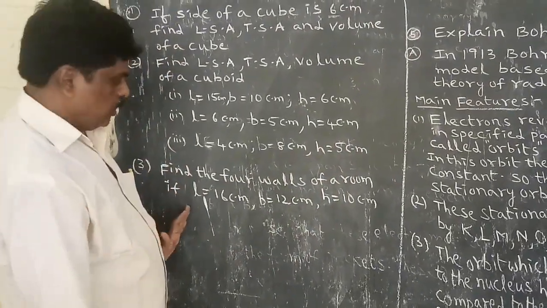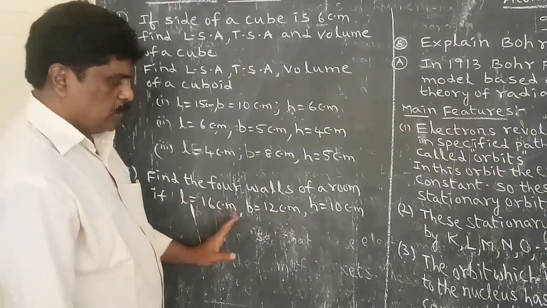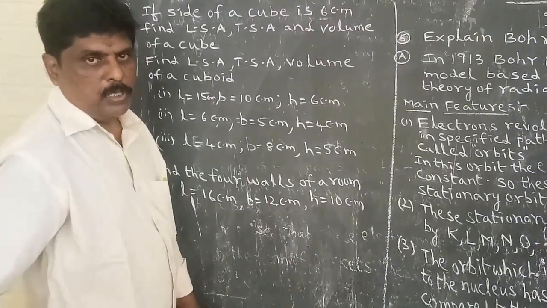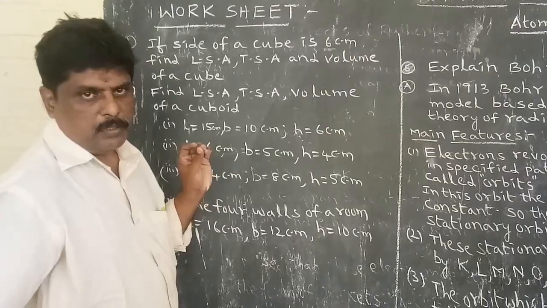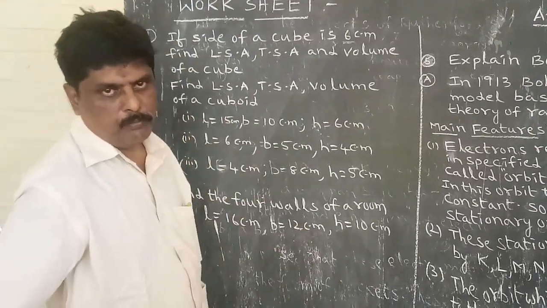The third sum is find the four walls of a room if length is 16 centimeters and breadth is 12 centimeters and height is 10 centimeters. All of you note these sums and do them in your notebook. Okay.